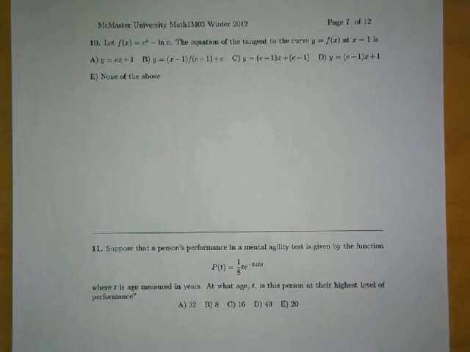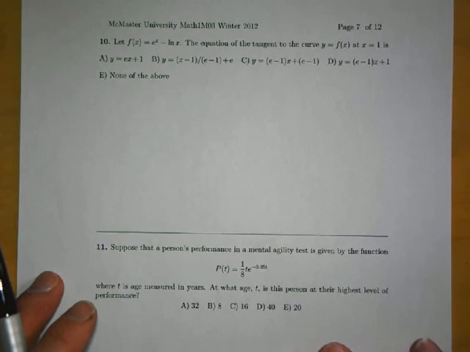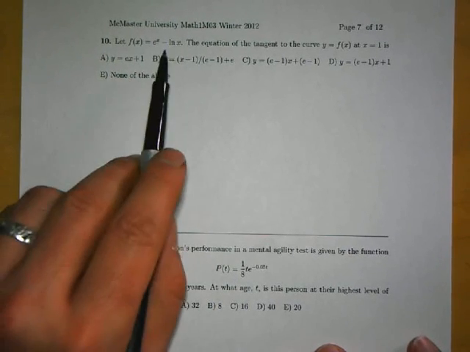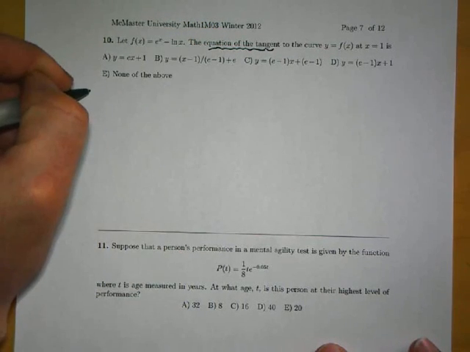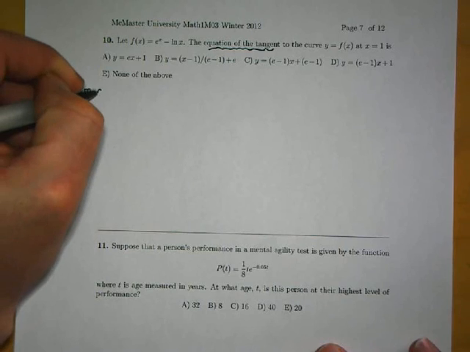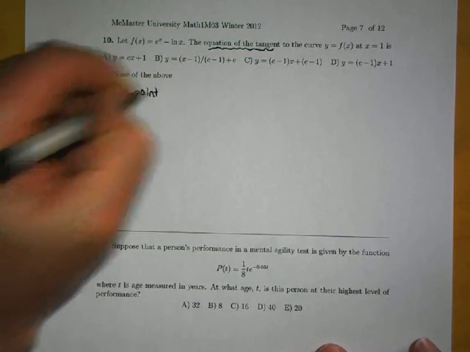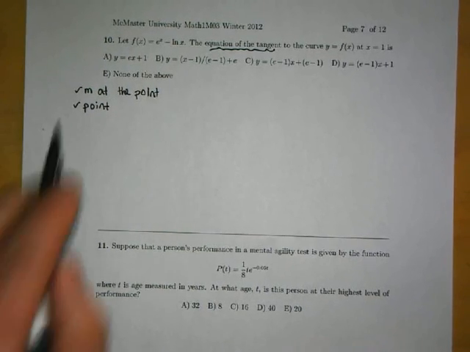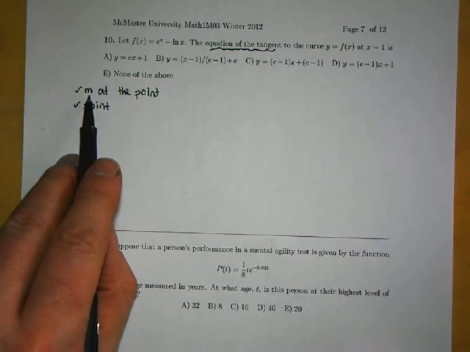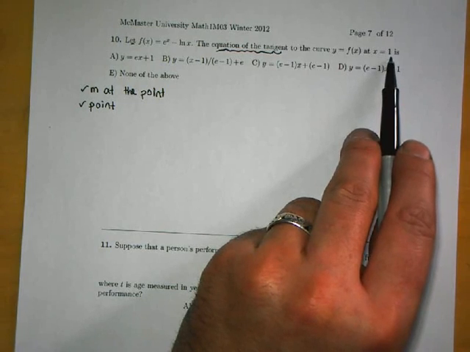With this one was actually a little easier. It's asking you to find the equation of the tangent to the curve y equals f of x at x equals 1, and so there's our function. So when we're finding the equation of a tangent, we need to know the slope at the point, and we need to know the point. Okay, to get the slope at a point, we're going to have to take the derivative of the function and plug in the x value, so that'll take care of that.